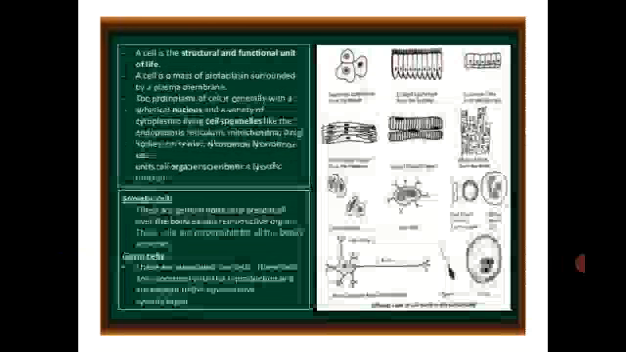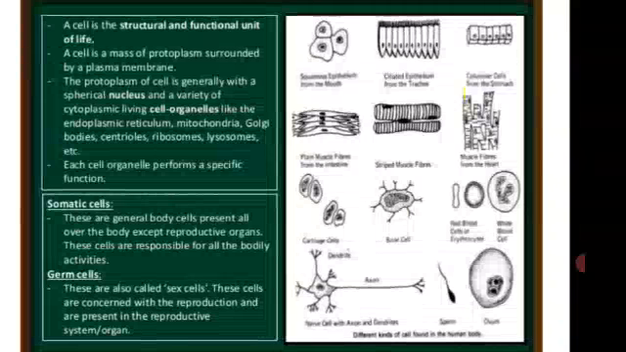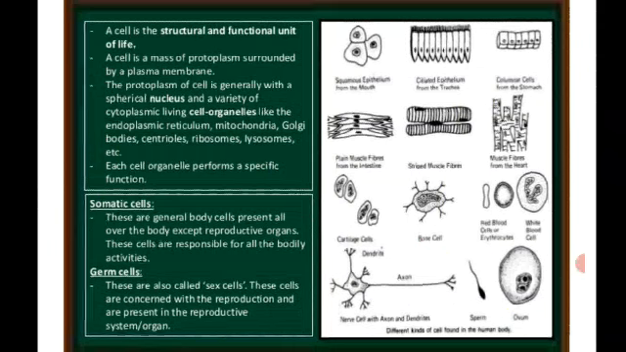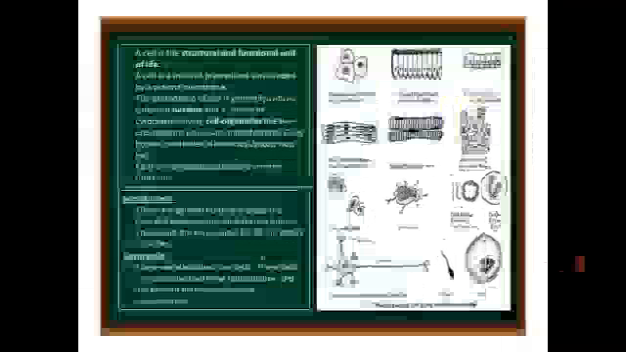And somatic cells are responsible for all the bodily activity. For example, here you may see muscle fibers, you may see nerve cells, bone cells. These bone cells are made of connective tissues, and germline cells help in the process of reproduction, and they make the reproductive system of male and female, and overall it is known as gonads.